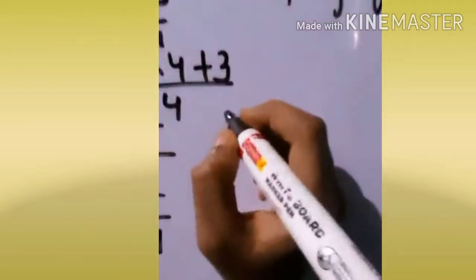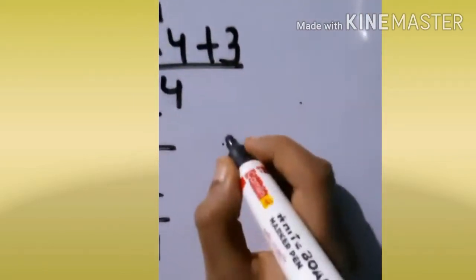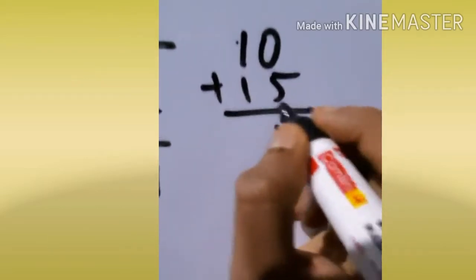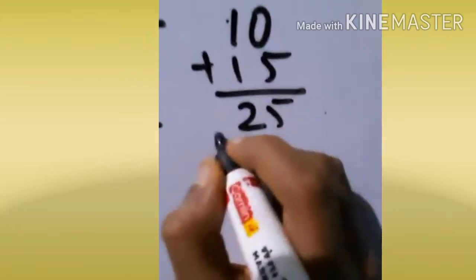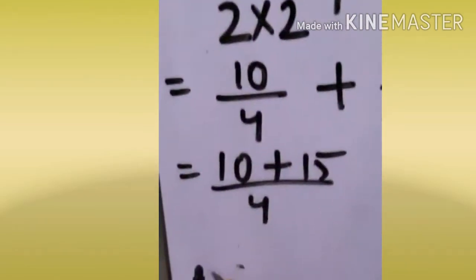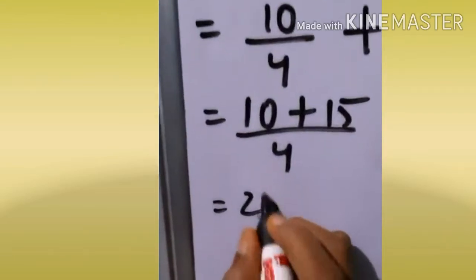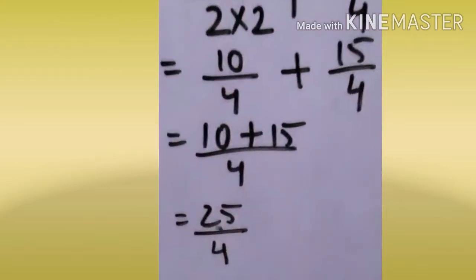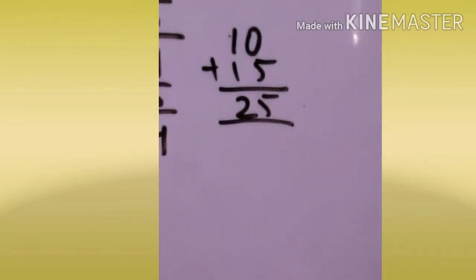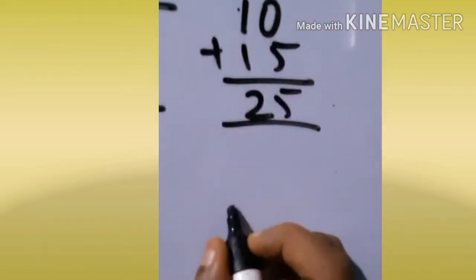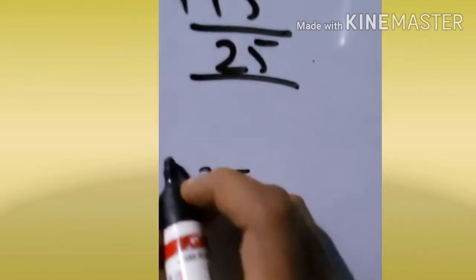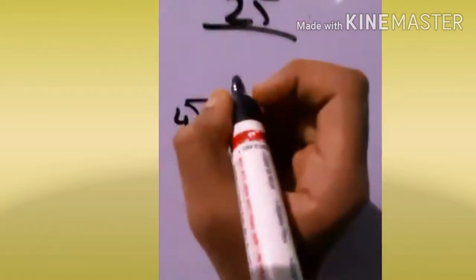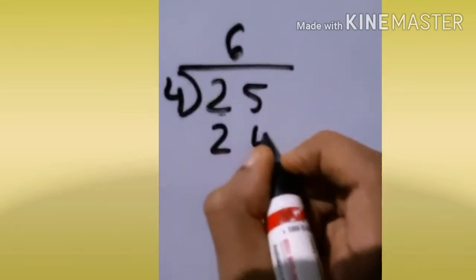Now here we will do rough work. 10 plus 15 is equal to 25. Now it equals 25 upon 4. Now we will divide this. Here we will do rough work. 4 6s are 24.